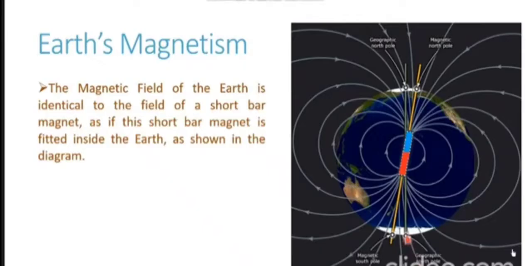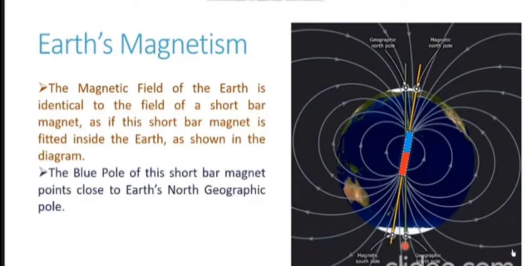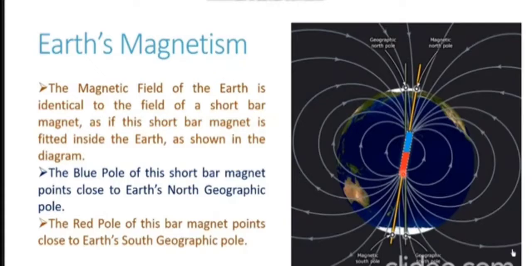Now, you can also see here that the magnetic poles are not exactly at the same location where the geographic poles are. They are situated at slightly different locations. They are close, but they are not exactly at the same location. The geographic north and south poles are at a different location, and the magnetic north and south poles are at a different location. So as far as this short bar magnet is concerned, the blue pole of this short bar magnet points close to the Earth's north geographic pole, and the red end or the red pole of this bar magnet points close to the Earth's south geographic pole.